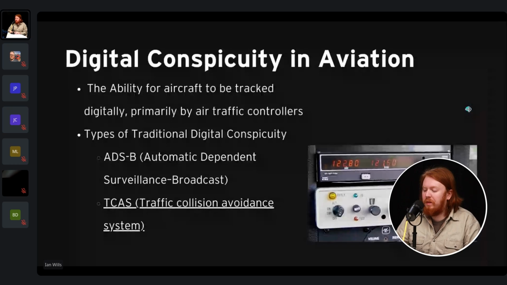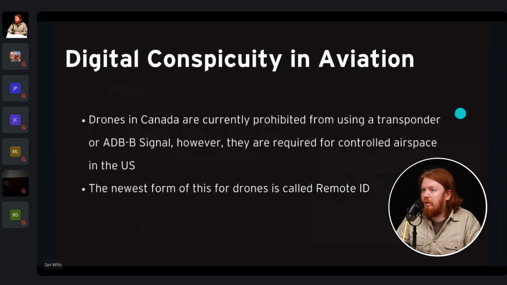Drones in Canada currently are prohibited from using a transponder or an ADS-B signal. However, these things are required in the United States. But in Canada, we're not quite there yet. One of the newest forms of digital conspicuity is called remote ID.